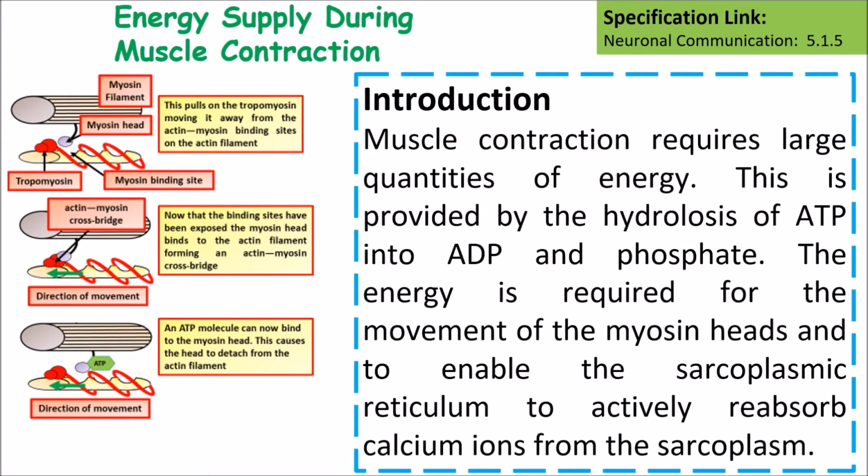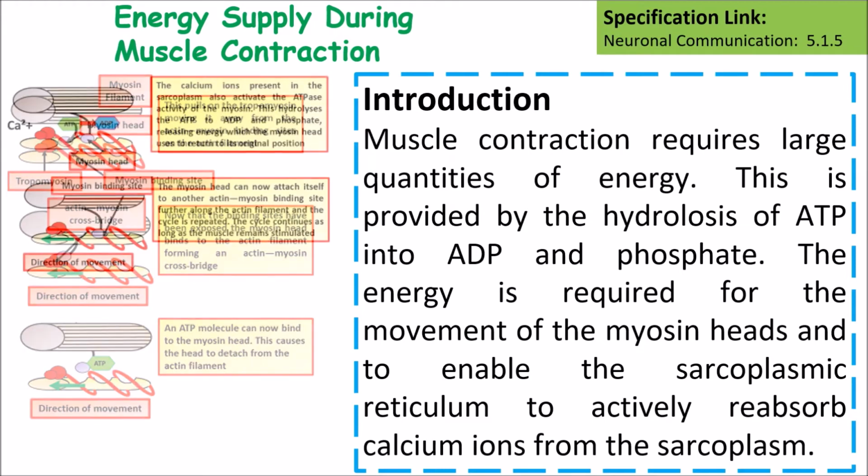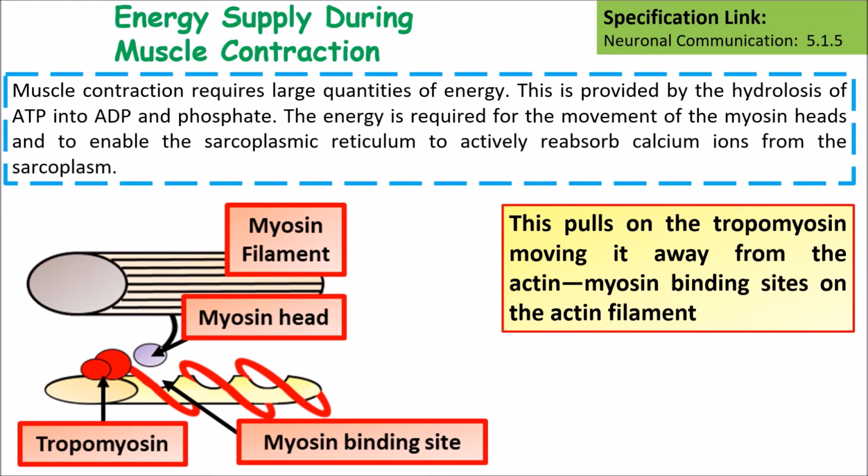So, what we now need to move on to is to think about the physical sliding of the filaments. Muscle contraction requires a large quantity of energy. So this is provided by the hydrolysis of ATP into ADP. The energy is required for the movement of the myosin heads and to enable the sarcoplasmic reticulum to actively reabsorb calcium ions from the sarcoplasm. So the first thing that happens is that the myosin head pulls on the tropomyosin, moving it away from the actin-myosin binding sites on the actin filament.